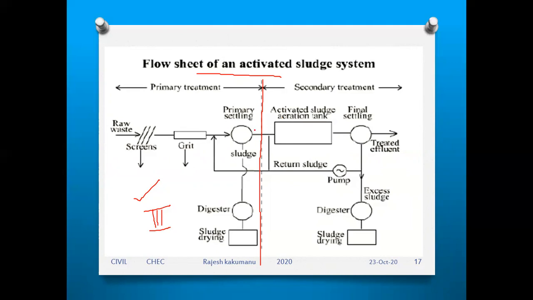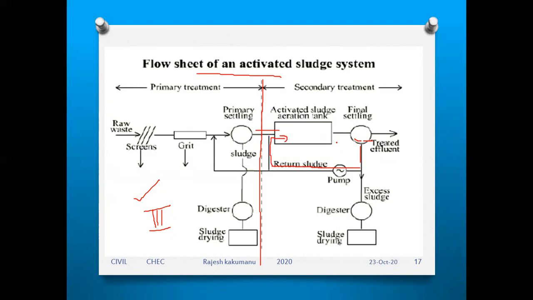Whenever the treated water comes from the primary treatment process, it goes into the activated sludge aeration tank. From here, it goes to the final settling. Here, whatever suspended particles, the suspended sludge, settle at the bottom and are again returned to the aeration tank through the pump. Again it settles as sludge, and again it goes into this process.